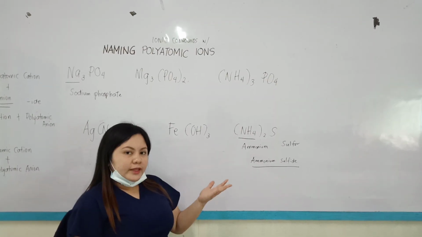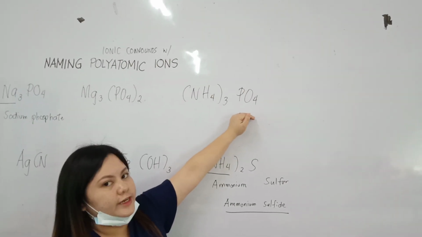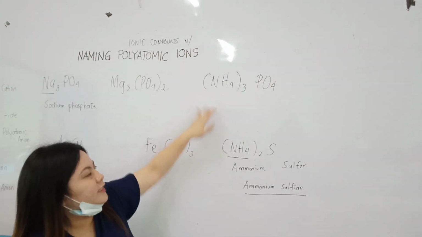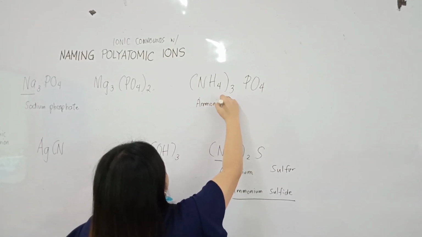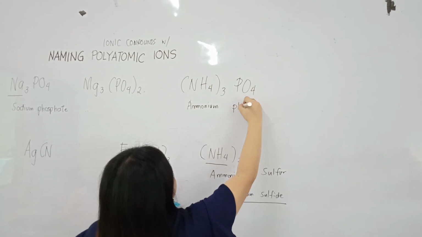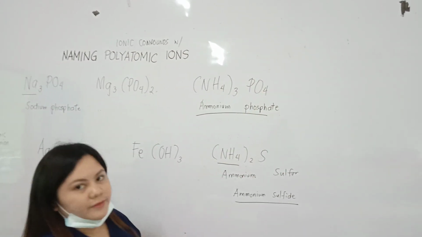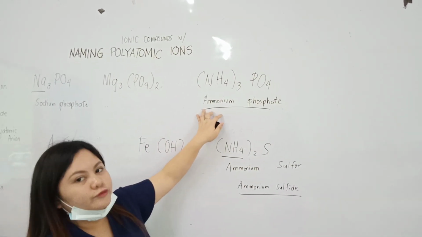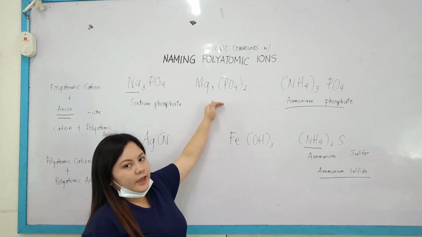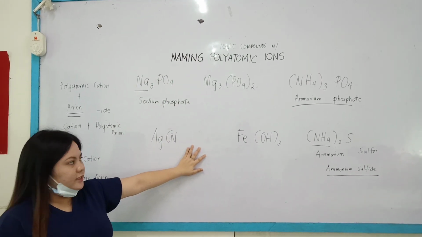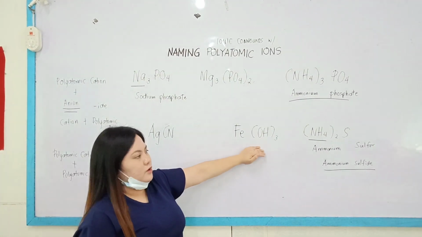So for both polyatomic ions, polyatomic cation and polyatomic anion, you just have to use their name itself. So NH4, again, it is ammonium. And then PO4 is phosphate. So therefore, the name of this compound is ammonium phosphate. Okay, so now I want you to try these three chemical formulas. I want you to name it. So we have AgCN, Mg3(PO4)2, and then Fe(OH)3.